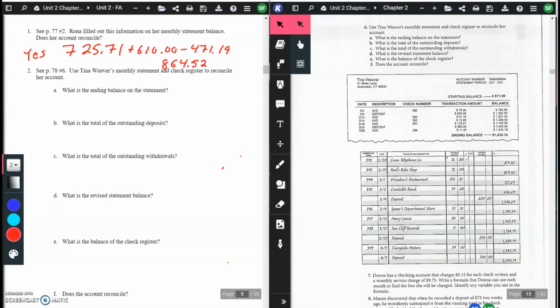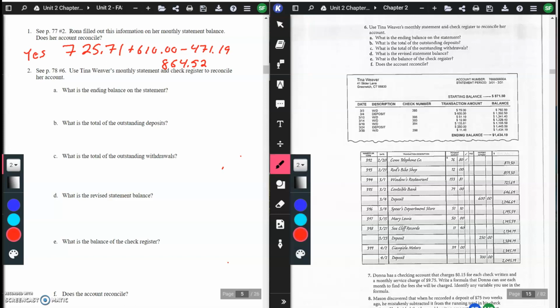So you have each part here. So your ending balance is at the end of your statement. So if you look here on your bank statement, you have your ending balance right here of $1434.19. So $1434.19 for part A. What is the total of outstanding deposits? Okay. So if you look here, outstanding deposits, we have a deposit here which is cleared of $600. All right. We have a deposit down here which is cleared for $250. Okay, all of which are on her account. So for total outstanding deposits, that would be $0.